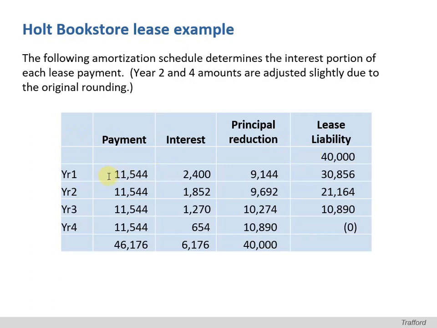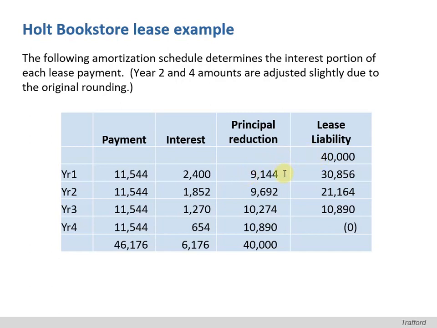Payment 1 is made at the end of year 1. If you take 6% times 40,000, you get the interest portion of this payment, $2,400. 11,544 was paid, of which 2,400 was interest expense. So the rest of that payment goes against the principal amount of the lease loan or lease liability. So 11,544 minus 2,400 gives us the 9,144 reduction to this principal amount.